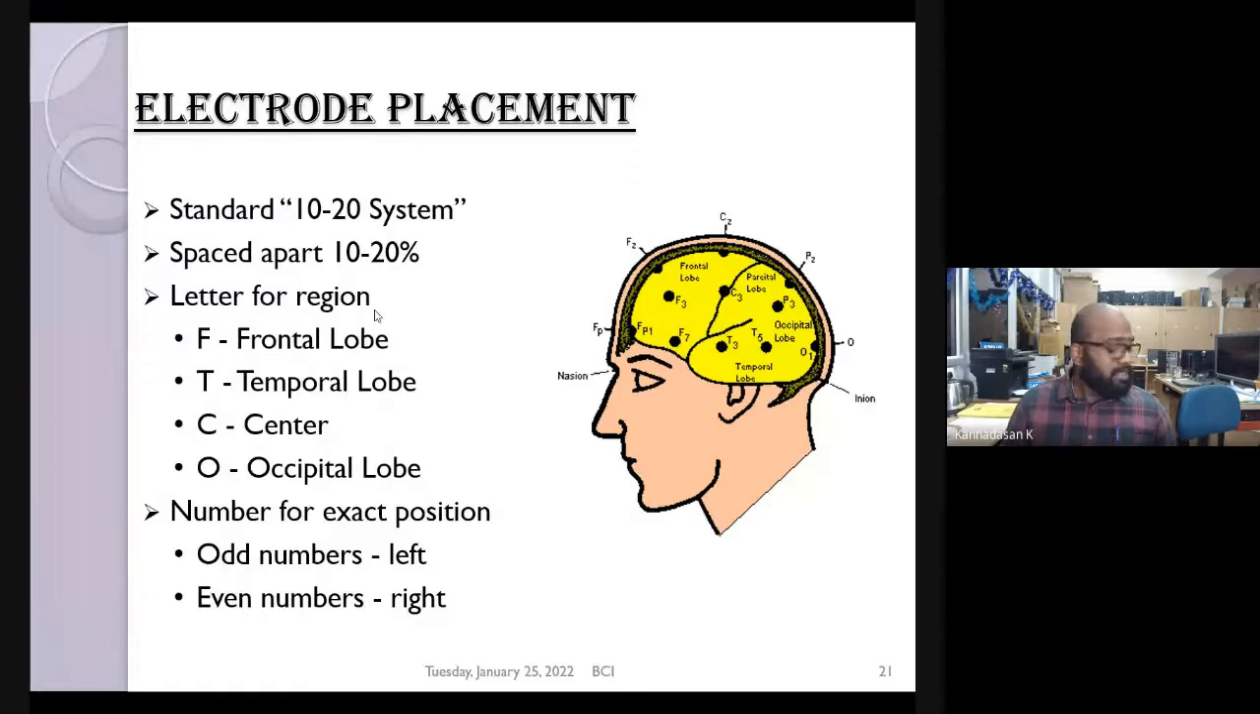For the exact position number, I'm splitting the brain into two halves. If it is on the left side of my brain, I'll number it odd. If it is on the right side, I'll number it even. So if it is in the frontal lobe on my right side, I'll name it F8 or F6, something like that. If it is temporal, it is T, such as T6 or T5, and on the left side, T3 or T4.